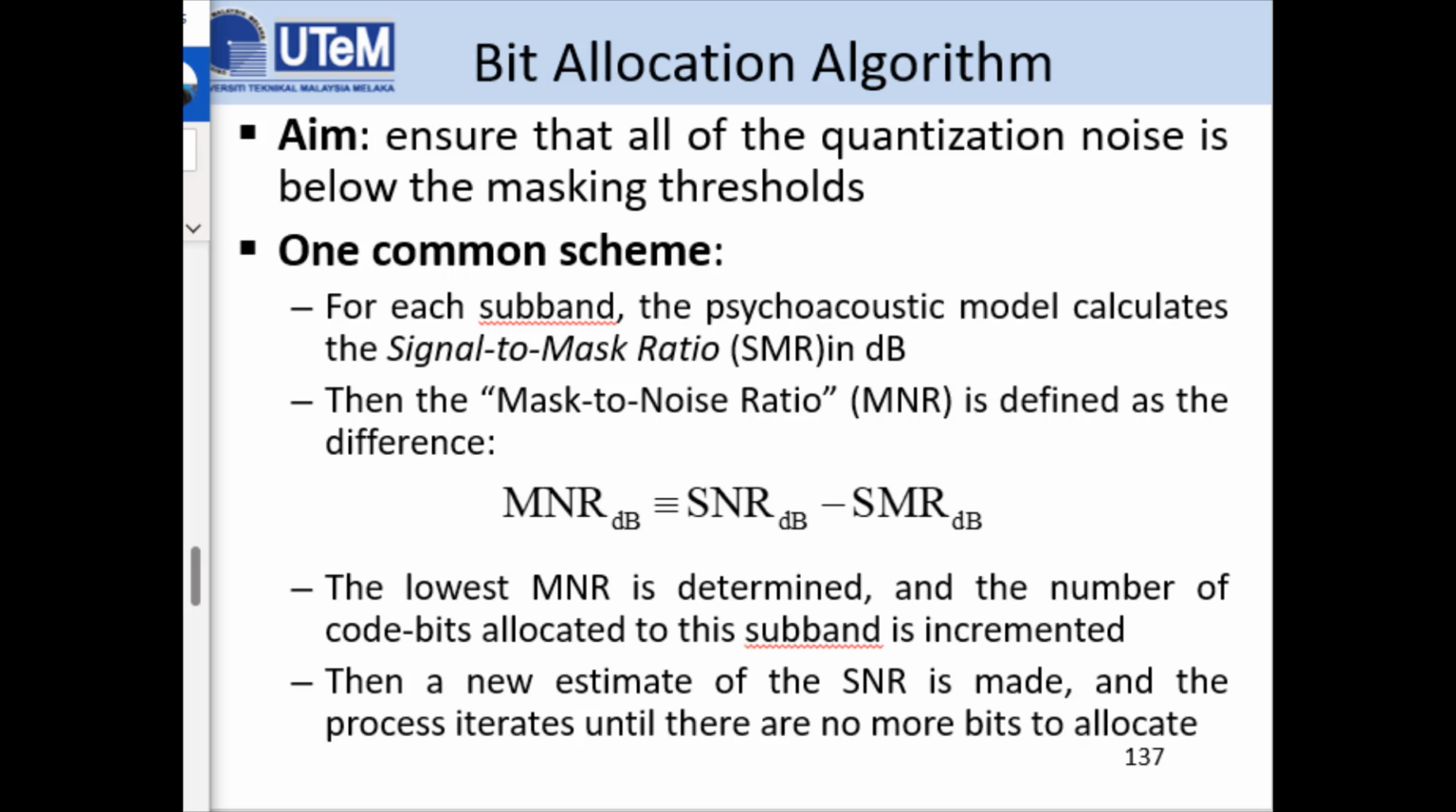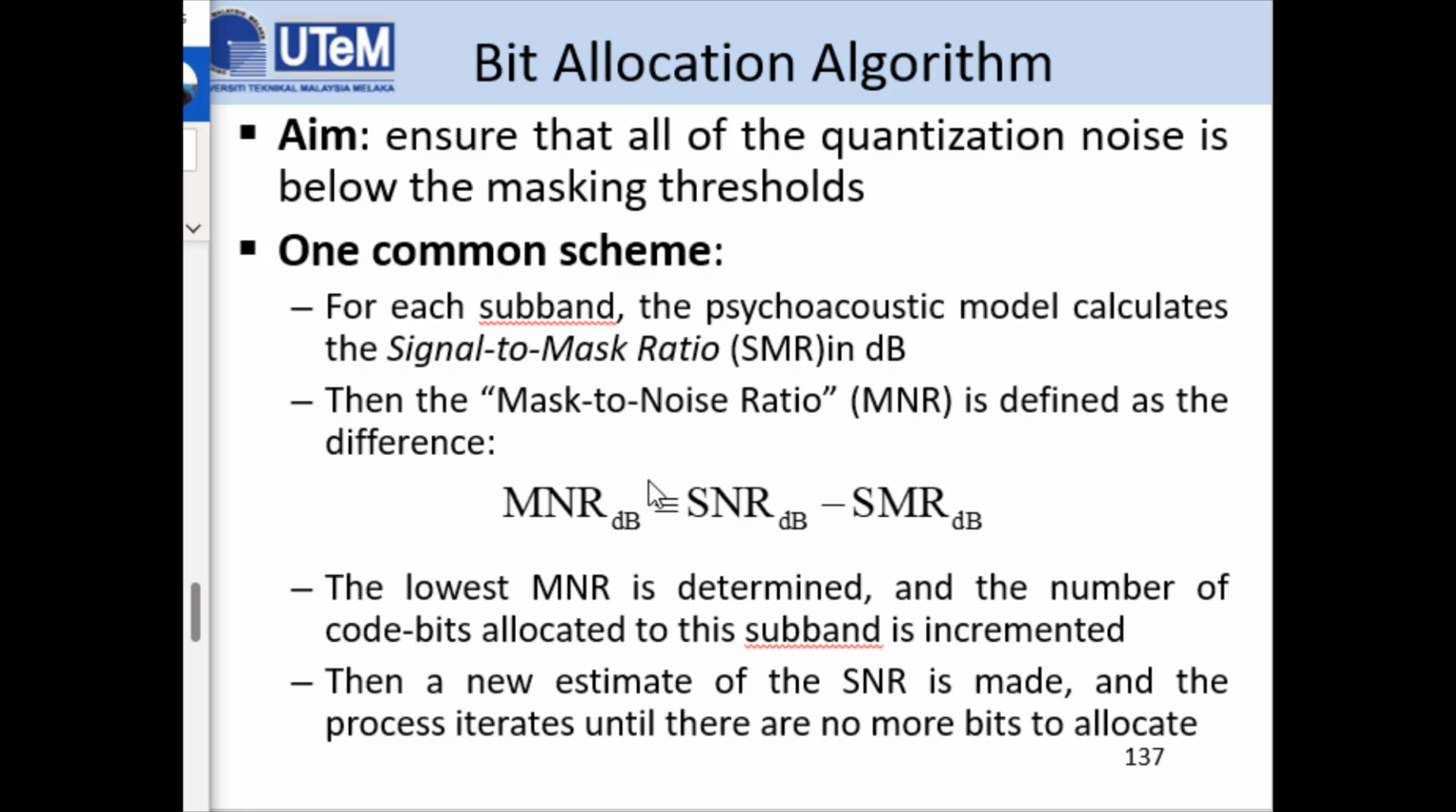Moving on to the next step, the bit allocation algorithm. The bit allocation algorithm is not part of the MPEG standard. Thus, it can be done in many possible ways, but the goal is to ensure that all of the quantization noise is below the masking threshold, so that quantization noise that can produce distortion would be inaudible to our human ear. So how to do this? This is one common scheme.